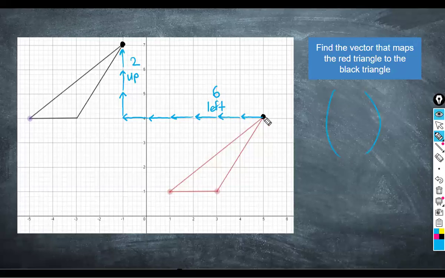Remember, when you're moving to the left, the horizontal movement, if you move to the left, it is negative. If you move to the right, it's positive. If you move up, it's positive. And if you move down, it's negative. So it's supposed to be -6, +2. Oh, sorry, 3 up. No, not 2 up, sorry, my mistake. 3 up. So it's +3. So it's -6, +3.